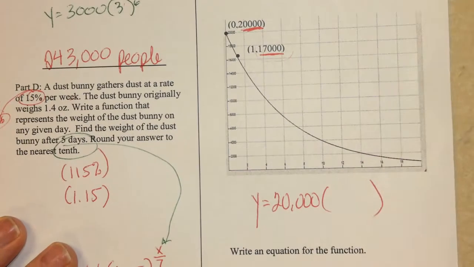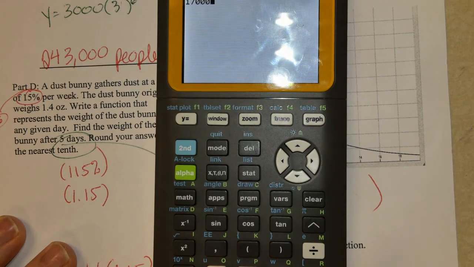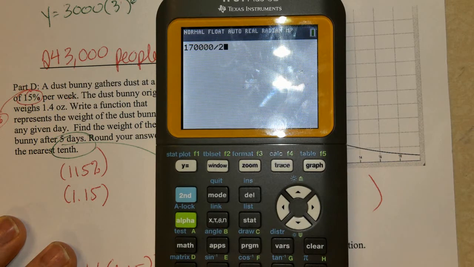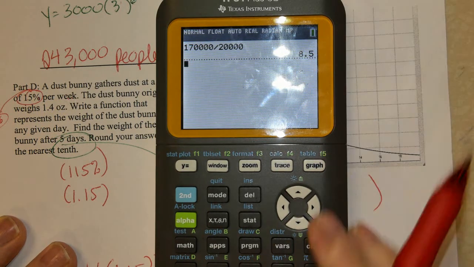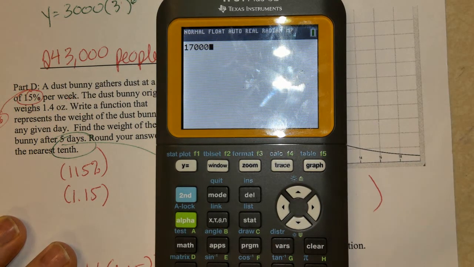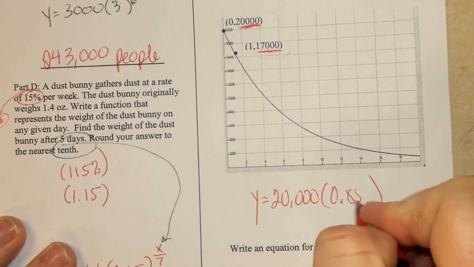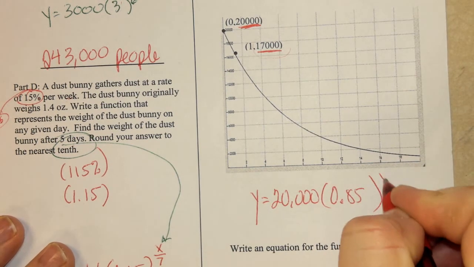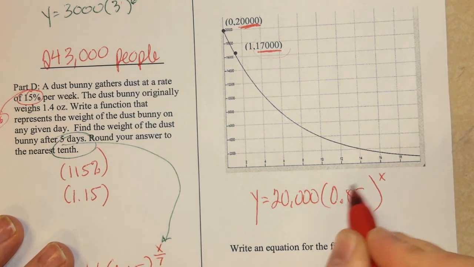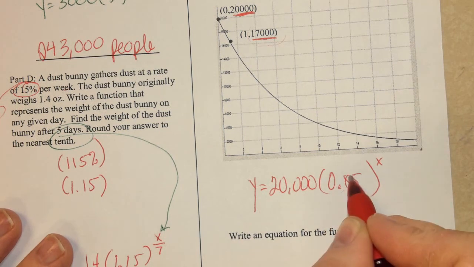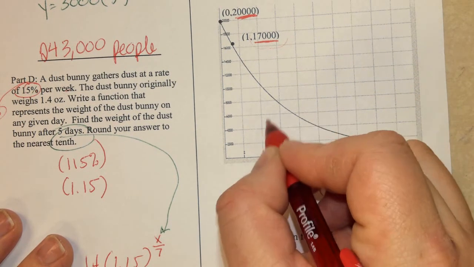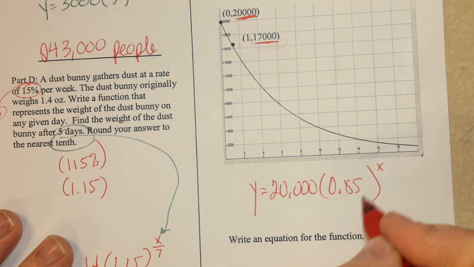17,000 divided by 20,000 tells us that 17,000 divided by 20,000 is 0.85. What does that mean? It means your car is depreciating. Your car is depreciating. It's losing value. It's only worth 85% on average of the previous year's value. So this is my equation.